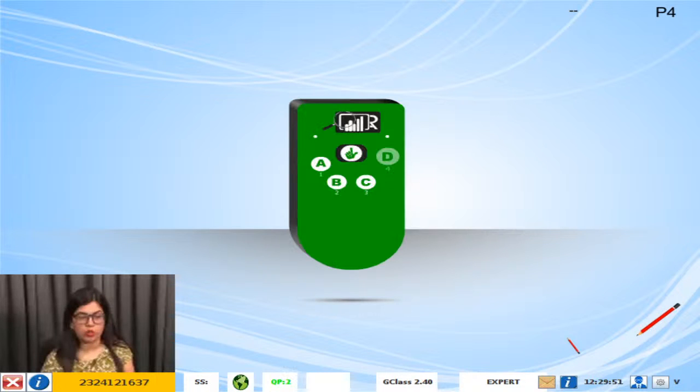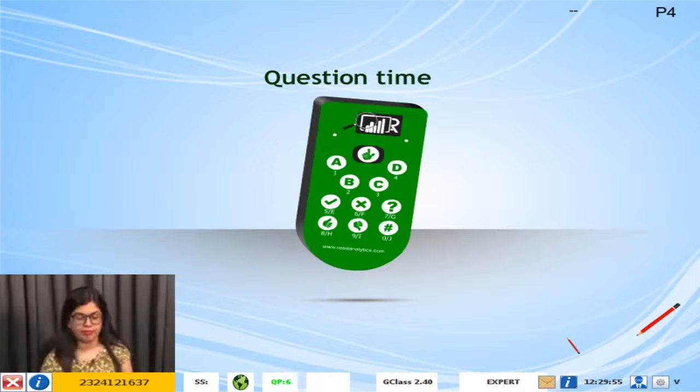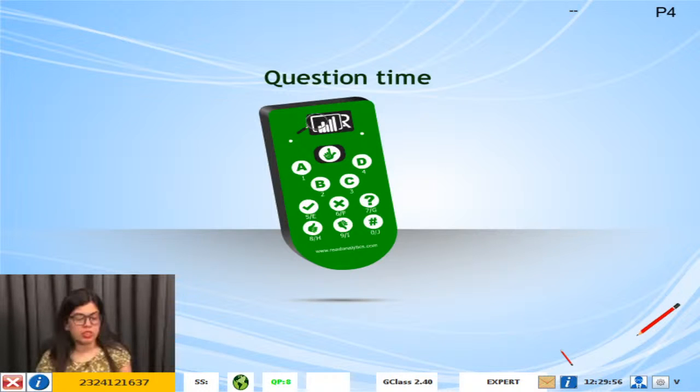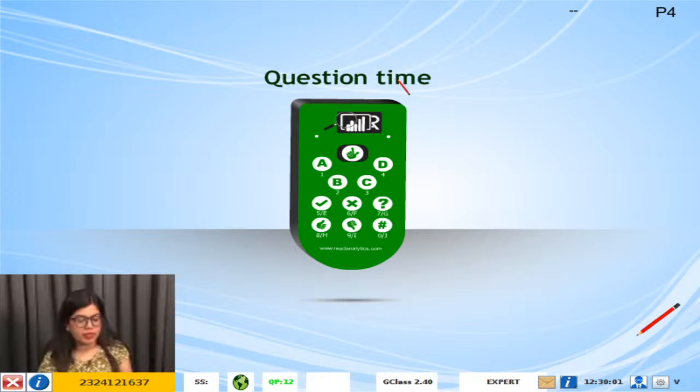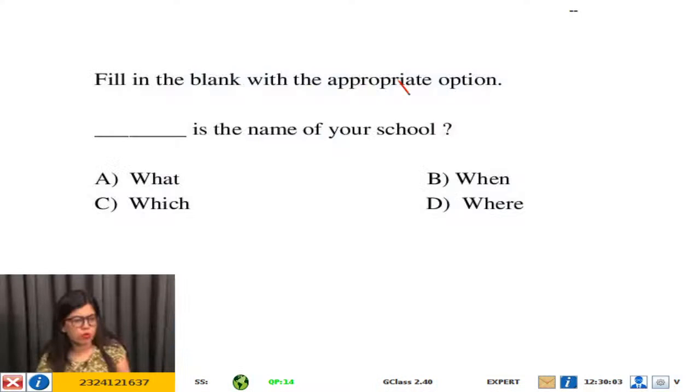So here I have a question for you all. All of you take out your clicker devices. The question is, fill in the blanks with the appropriate option. Dash is the name of your school. We have four options here: what, when, which and where. I'm giving you all 30 seconds to answer this question.